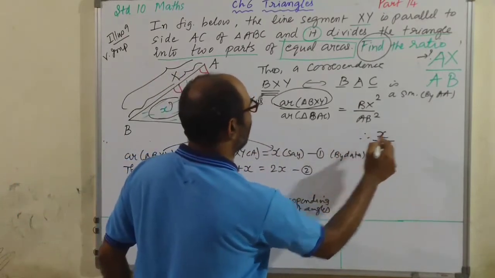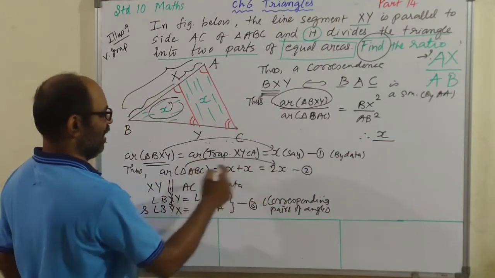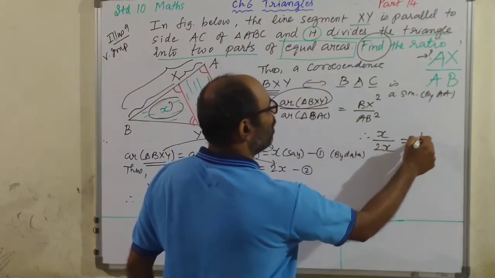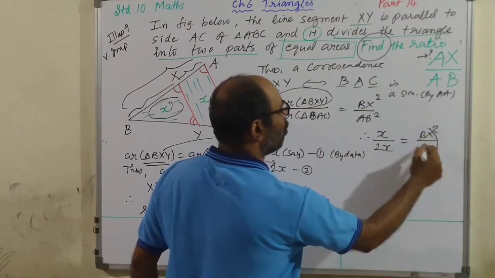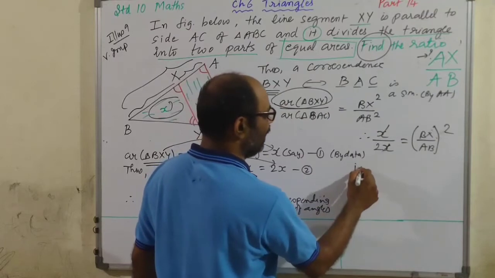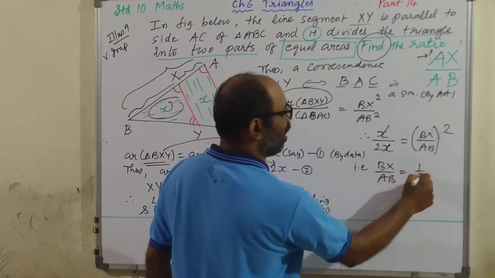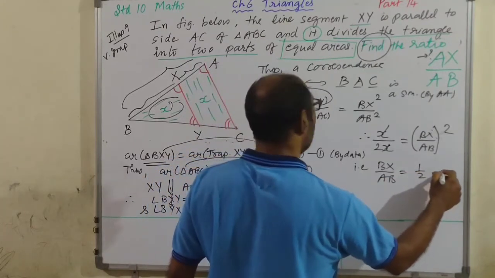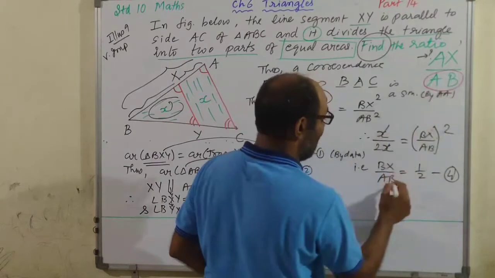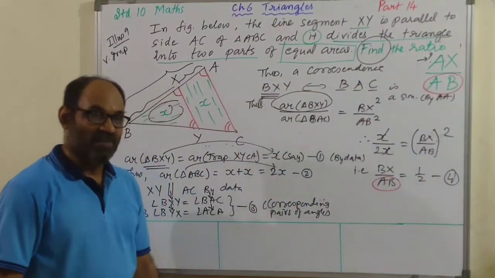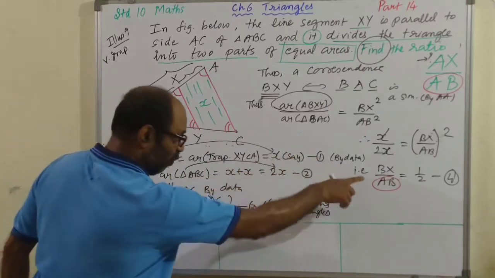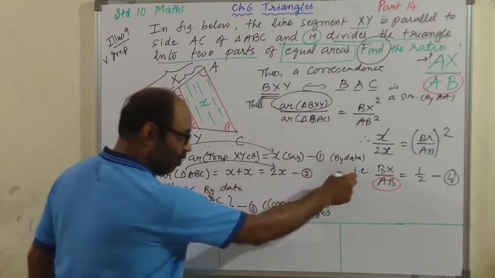So I'll write, therefore, X upon. What is the area of triangle ABC? Here it is. Area of triangle ABC. The triangle symbol BAC is ABC only. So that is 2X is equal to BX square upon AB square. Let me write both are squares. So whole square, X and X cancel, i.e. BX upon AB is equal to 1 upon 2. Result 4. Okay, we got AB, you see, AB is found but BX is not. Now to find AX upon AB I have three ways. After result 4, I continue.